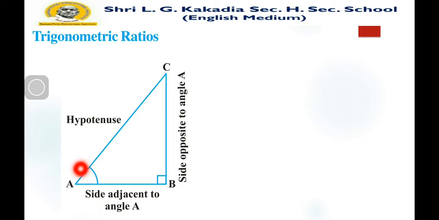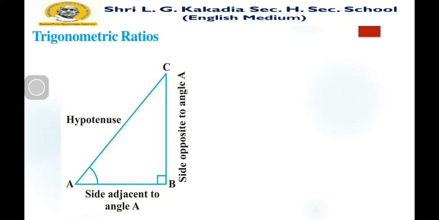For angle A, we are going to take trigonometric ratios related to the given angle and the relation between the angle and the sides. According to angle A, AB is the side adjacent to angle A, and BC is the side opposite to angle A. And AC is the hypotenuse, as we know.